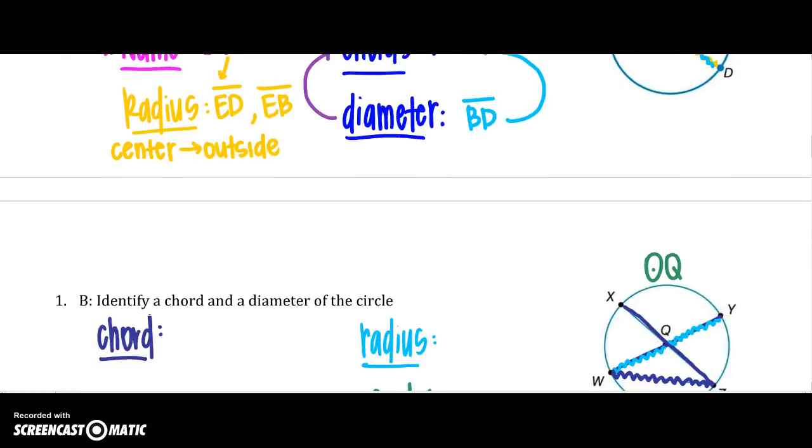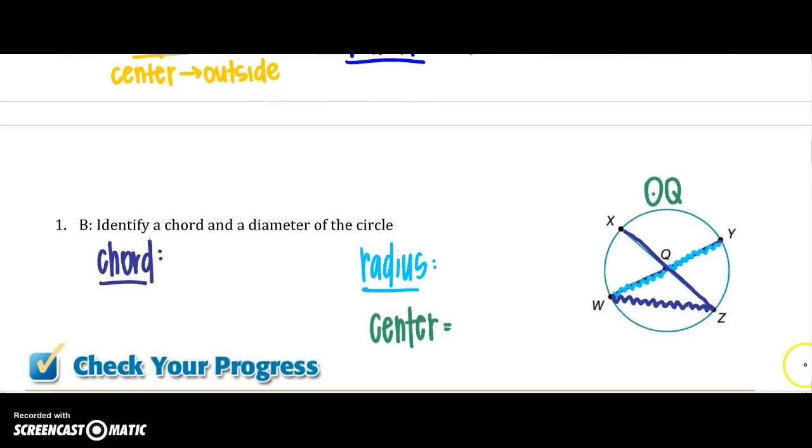All right, let's go to the next page. Need to erase this. All right, so I need to name the chord and the diameter. Well, before we start, we know that our center point is Q, so I could name this circle Q. A chord has endpoints on the circle, so I might say WZ.